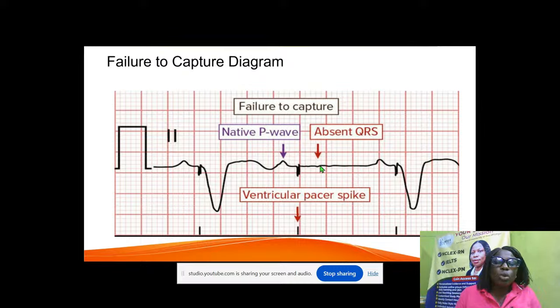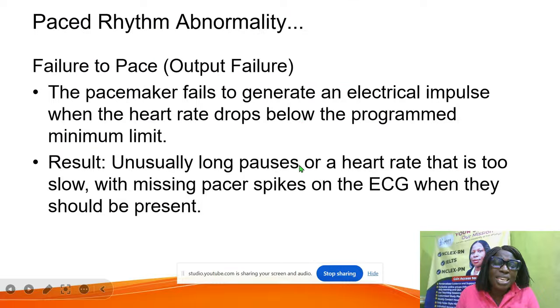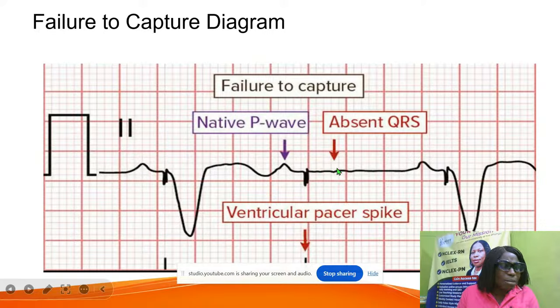In failure to capture, you have more spikes than what is paced. The reason is that the pacemaker is sending out impulses, but maybe the impulse is weak, so the heart is not responding to that impulse. Meanwhile, because the pacemaker has sent it out, you will see it on the ECG, registered just like this one now.